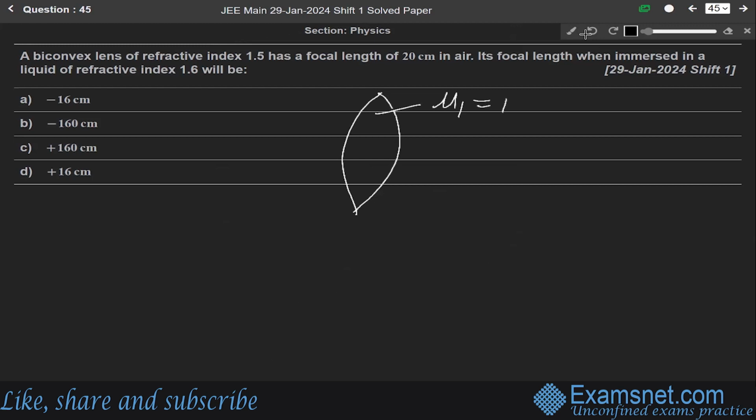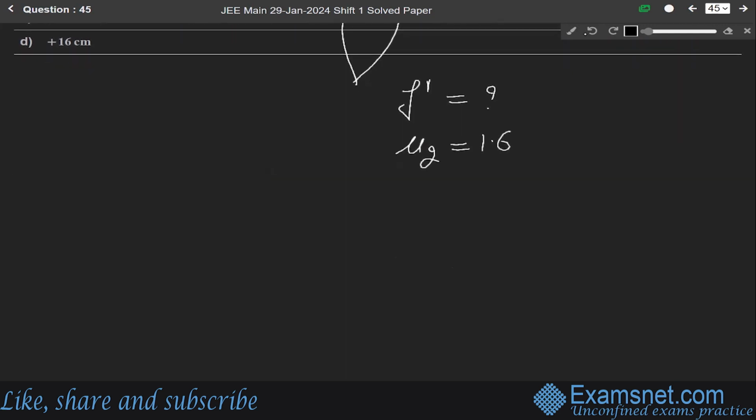Mu1 is given as 1.5. At that time, focal length is 20 centimeter. We have to find f dash when refractive index mu2 is 1.6. So student, this is a directly formula based question.